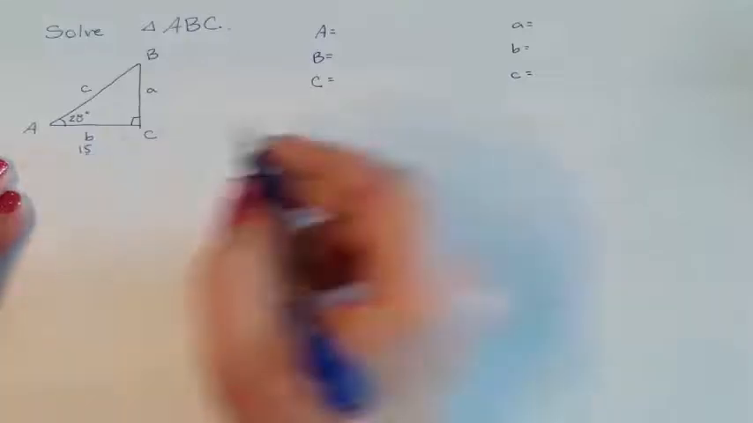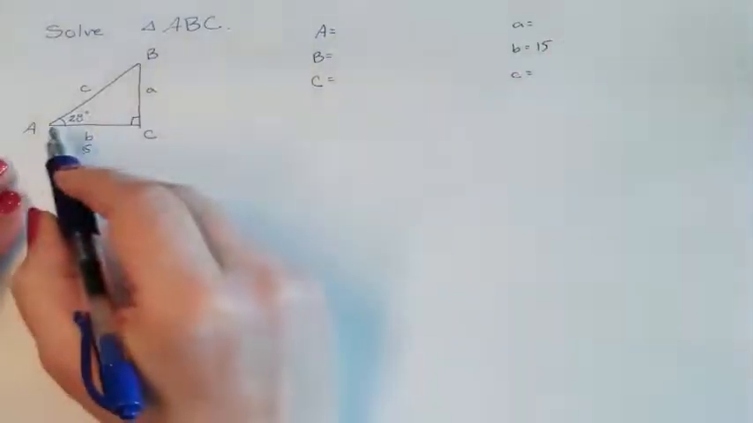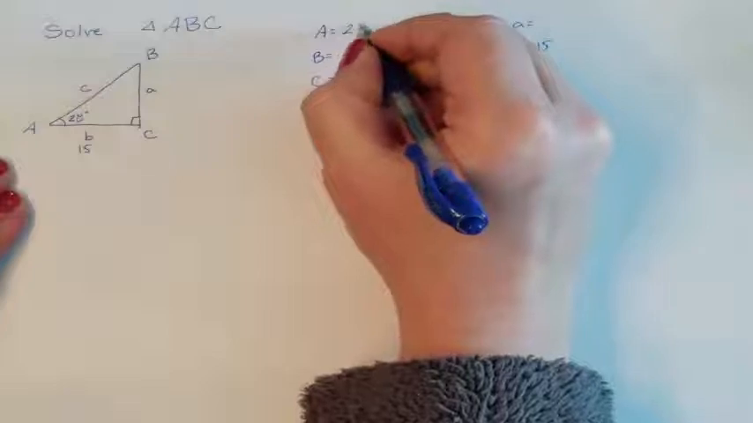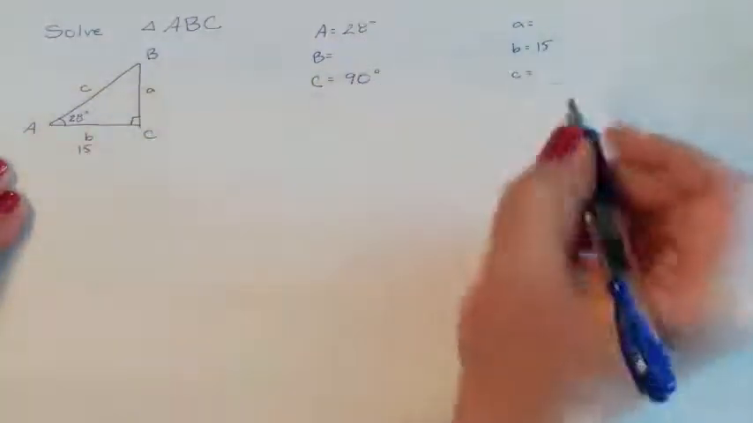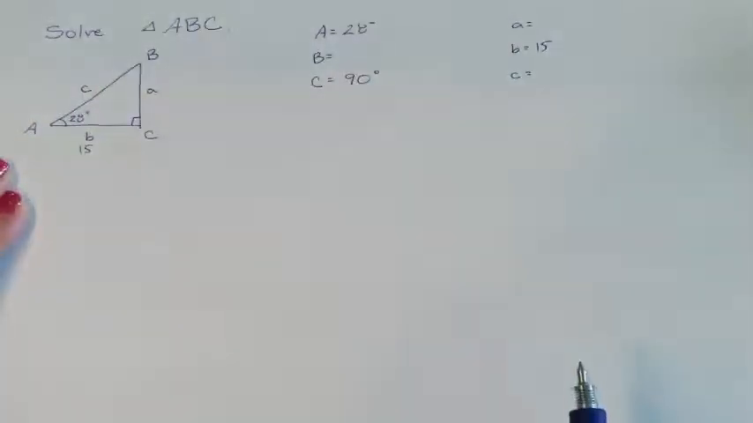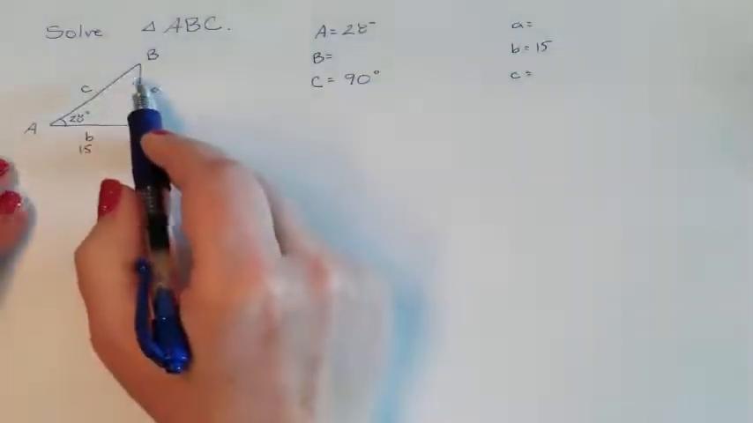I'm given my side B, that it's 15. I'm given angle A, which is 28 degrees, and I'm given angle C, which is 90 degrees. I have 3 other answers that I need to find. The first one that I want to do is angle B.